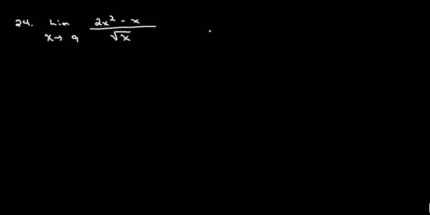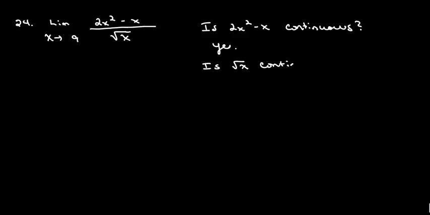So we need to determine, is 2x squared minus x continuous? And the answer is yes, it is, right? Because it's a polynomial. And then for the square root of x, is the square root of x continuous? And the answer is yes. There's continuity on the square root of x from 0 through infinity, so over that interval there's continuity.